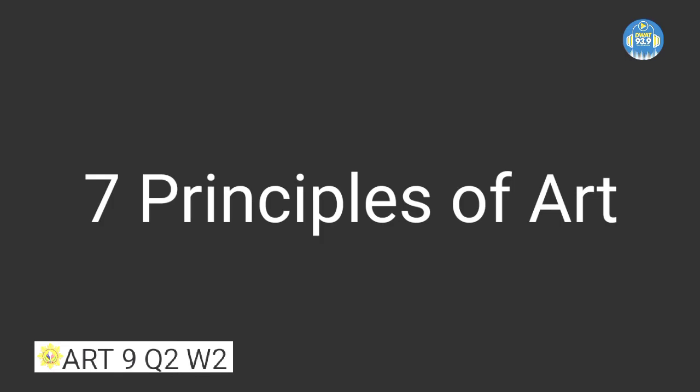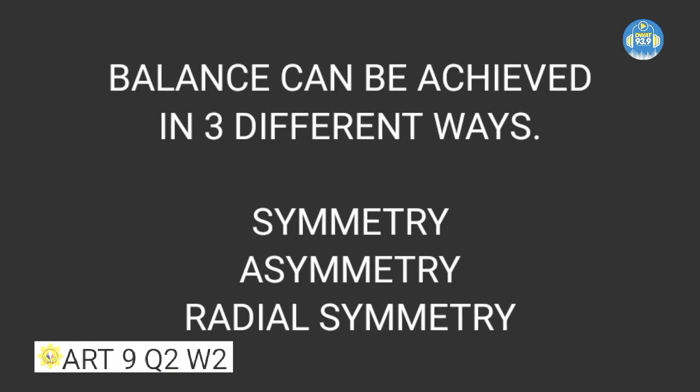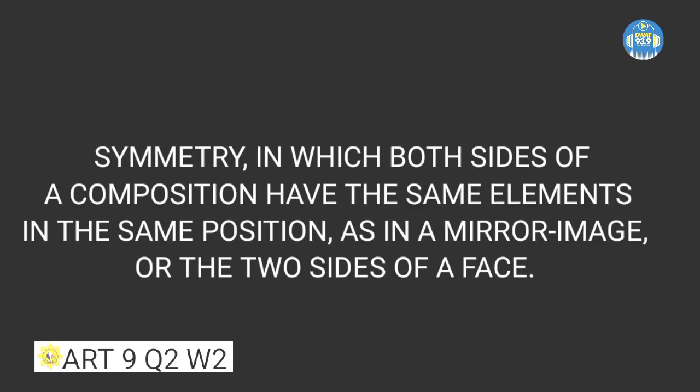Let's have a recap of what we have learned today. Seven principles of art. Balance. This refers to the visual weight of the elements of the composition. Balance can be achieved in three different ways. We have symmetry, asymmetry, and radial symmetry. Symmetry, in which both sides of a composition have the same elements in the same position as in a mirror image or the two sides of a face.